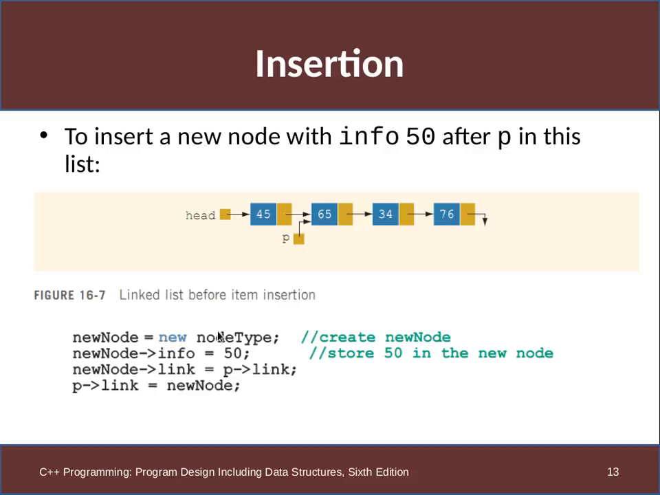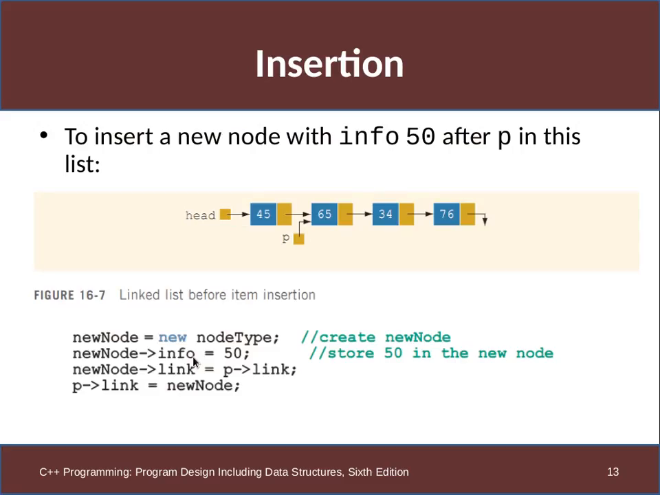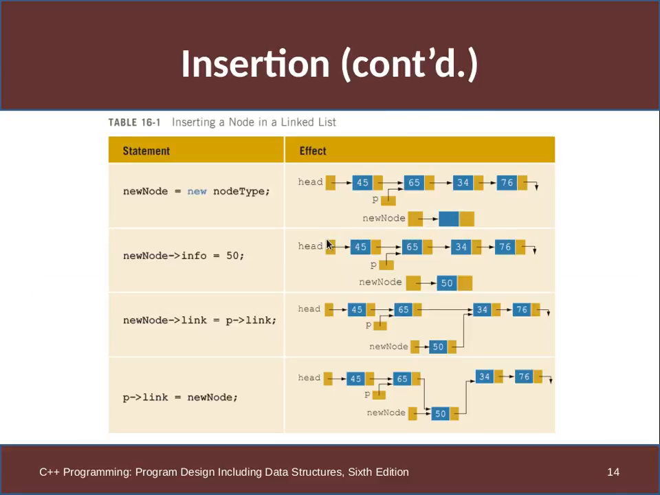So let's say you wanted to insert a new node with info 50 after P. So in other words, you want this guy to be P. So you have P, new node. Why are we doing it this way? And we want to insert basically 50 between 45 and 65. How would we do this pictorially? Well, you just move the arrows.